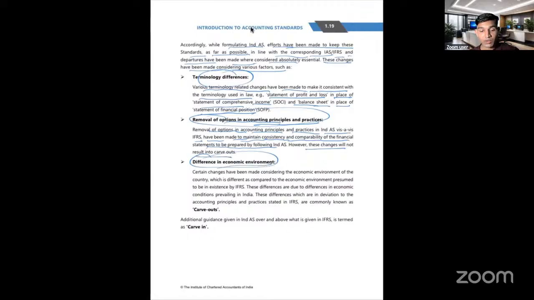Difference in economic environment. Certain changes have been made considering the economic environment of the country, which is different as compared to the economic environment presumed to exist by IFRS. These differences are due to the differences in economic conditions prevailing in India. These differences, which are deviations from the accounting principles and practices stated by IFRS, are commonly known as carve-outs. Now, additional guidance given in Ind AS over and above what is given in IFRS is termed as carve-in.